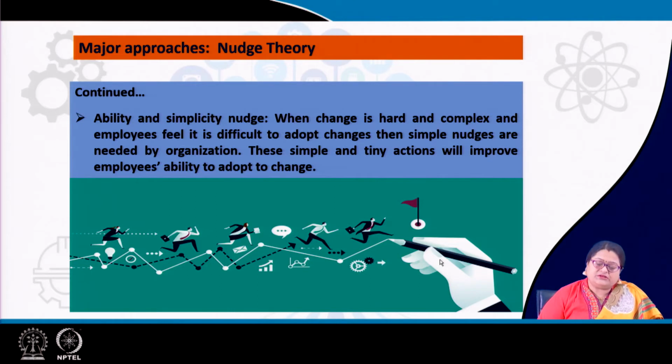So when you talk of ability and simplicity nudge, here we can talk about the importance of giving positive feedback, the importance of giving unconditional positive support, recognizing and celebrating even small steps of success, which is going to boost up the feeling of the employee. Yes, like if I try, I can do it also.